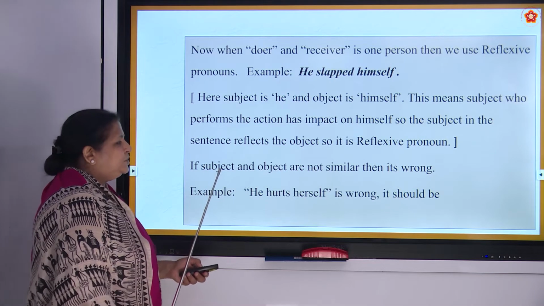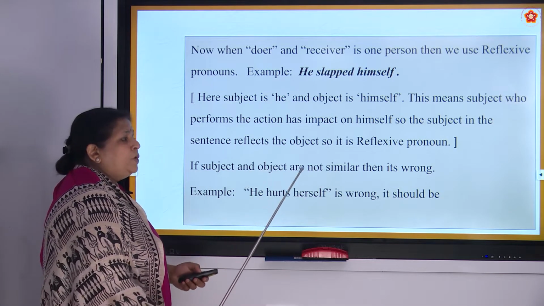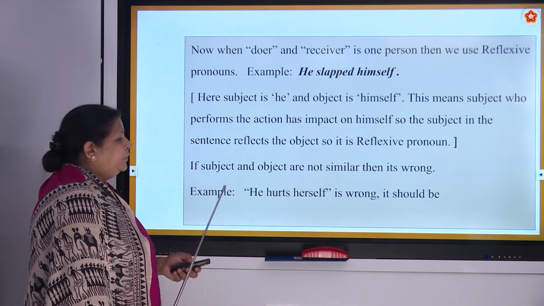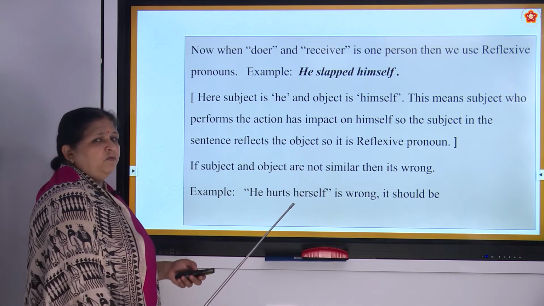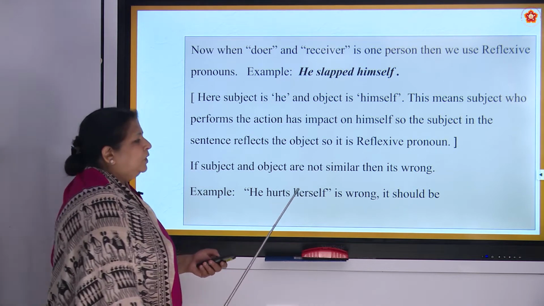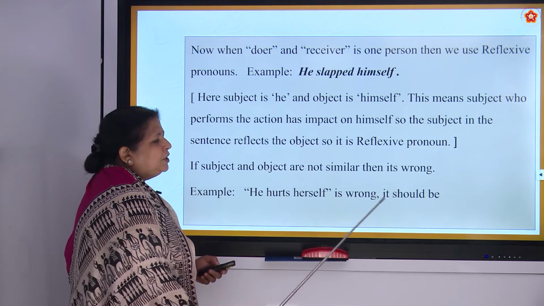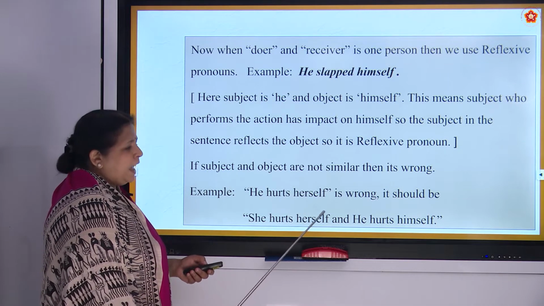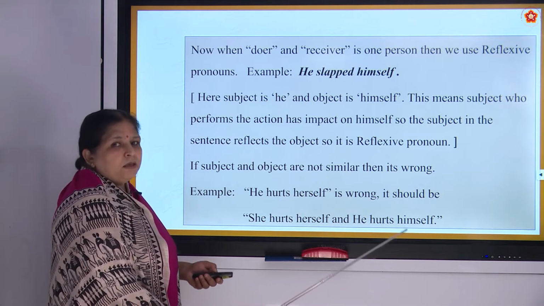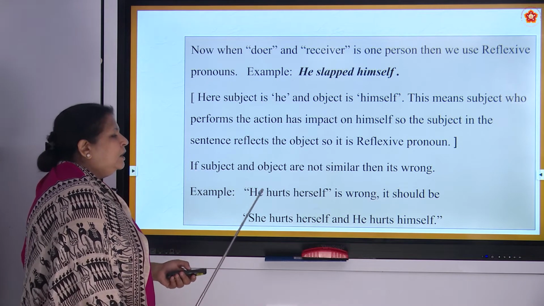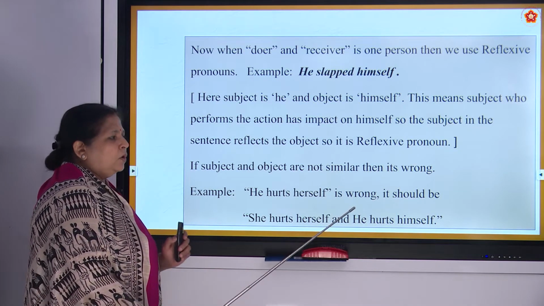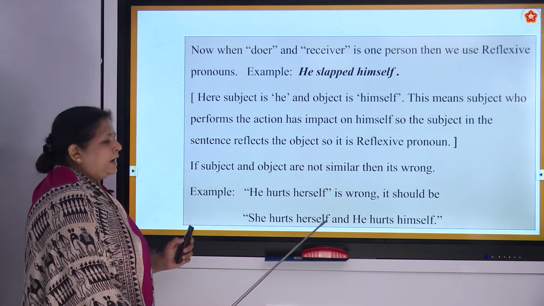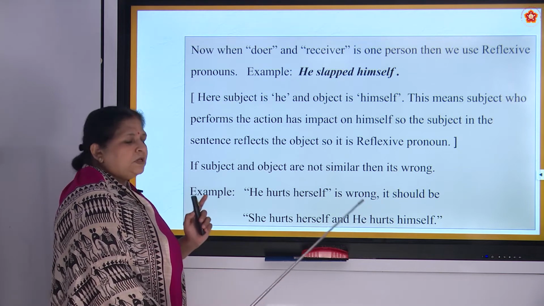If the subject and the object are not the same person, then it's wrong. Example: he hurts herself. Is it correct? No. This is wrong. It should be she hurts herself and he hurts himself. Okay?